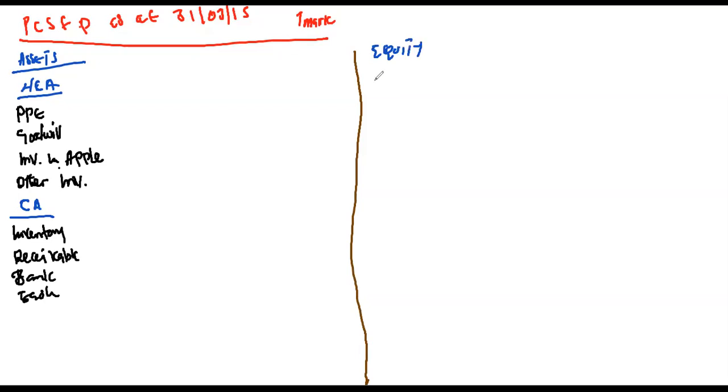Equity. Where are the changes in equity? We have share capital that changes. Share capital, we have share premium. Share premium, we have retained earnings. Okay, if there's a reserve, another reserve, all reserves come here. If there's a revaluation surplus, etc., we bring them here.